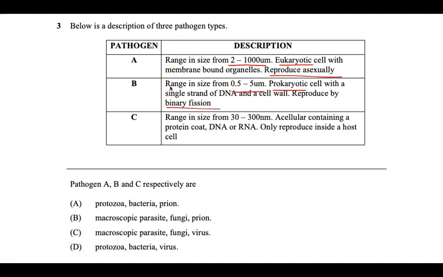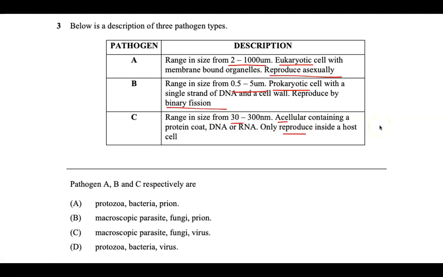So these are all the key points of that. It's prokaryotic, it's binary fission, it doesn't have a nucleus. That fits bacteria. So we still have the option of A or D, protozoa and bacteria, in both of these. So it's going to come down to the prion or the virus. We need to determine whether C is a prion or a virus.